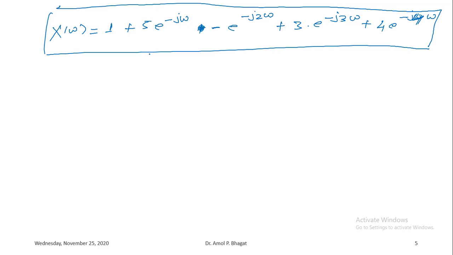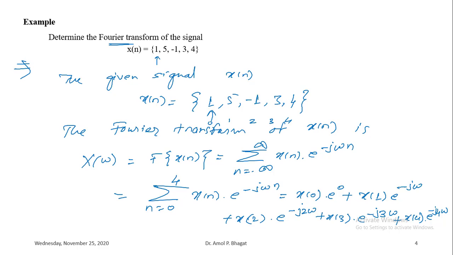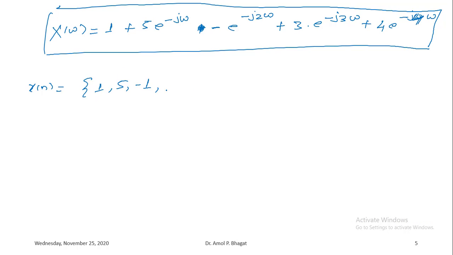So just for example, if we have been provided with the same signal, 1, 5, minus 1, 3, 4, but with the origin at a different position, just for example the origin is at this 3, right? Again, if we want to identify the Fourier transform of this signal, the origin is at this 3, so this is at n equals 0, this is at n equals 1, this is at minus 1, this is at minus 2, this is at minus 3.